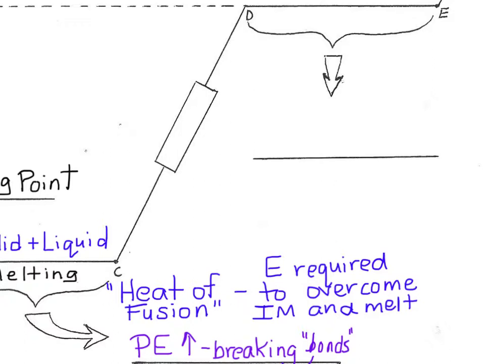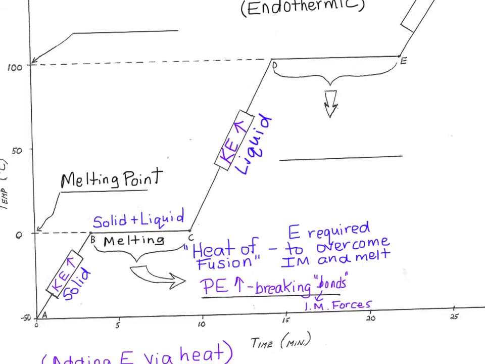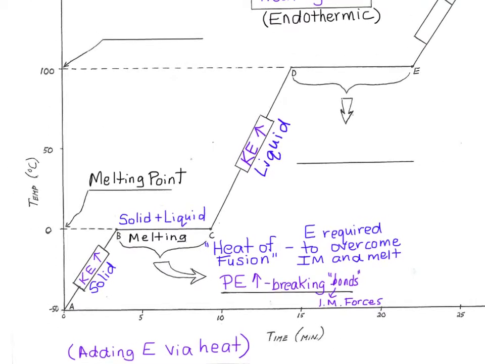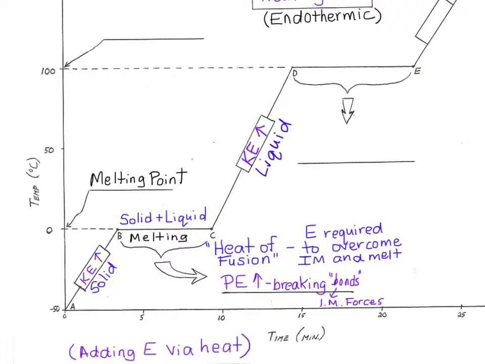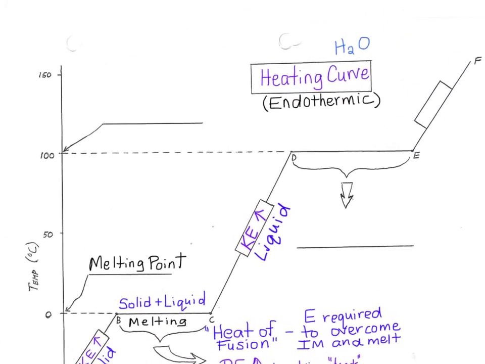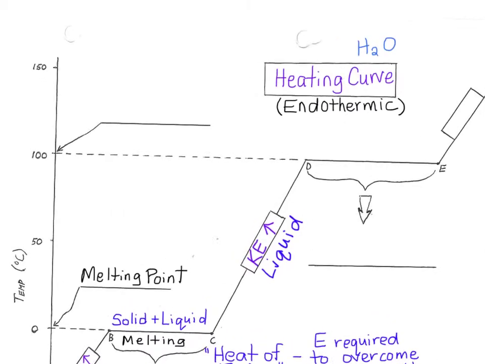Once we have melted all of our solid, then we have all liquid water in our container. And once the solid has changed all to liquid, we notice that again the temperature starts to rise, which again means our kinetic energy is rising. Any part of the graph where you see the temperature going up, that means the kinetic energy is also going up. And so we heat the water from 0 degrees all the way up to 100 degrees.